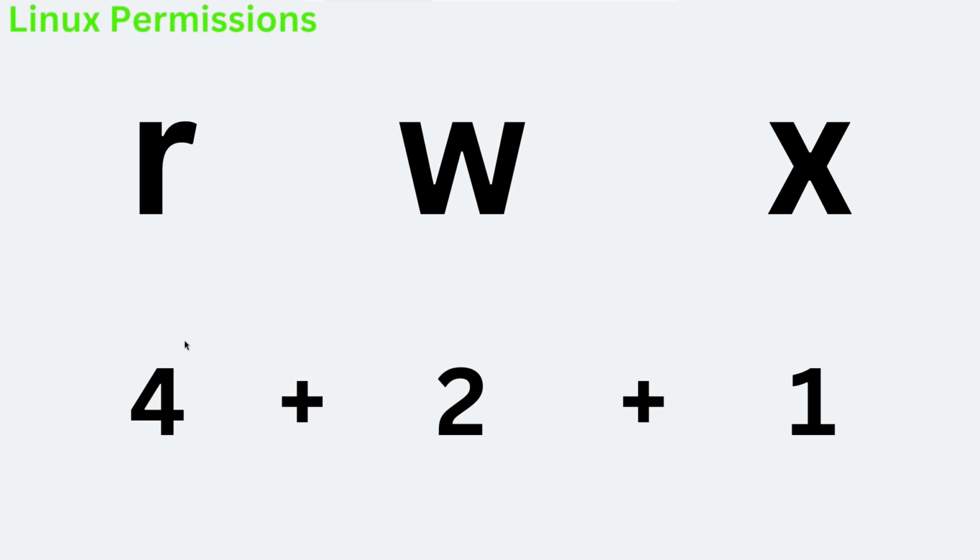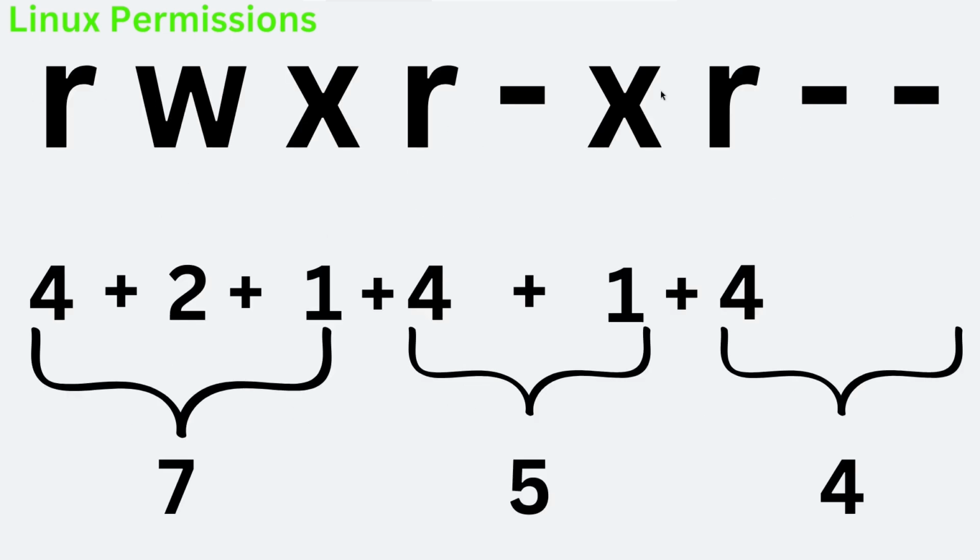So the number 4 stands for read, the number 2 stands for write, and the number 1 stands for execute. So when we have a file with the permissions R, W and X, numerically these permissions are represented by a 7 because 4 plus 2 plus 1 is 7. So for instance, a file with these permissions could be represented as 7, 5, 4. 7 for the owner, as you can see here, 5 for the group, and 4 for the others.